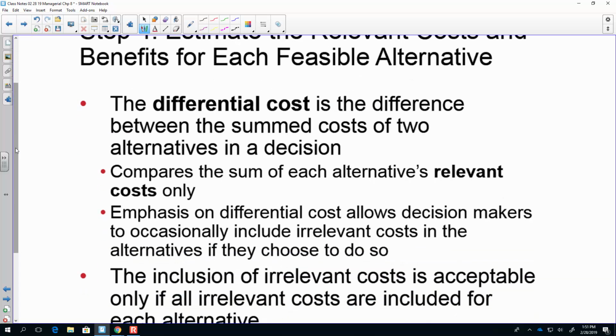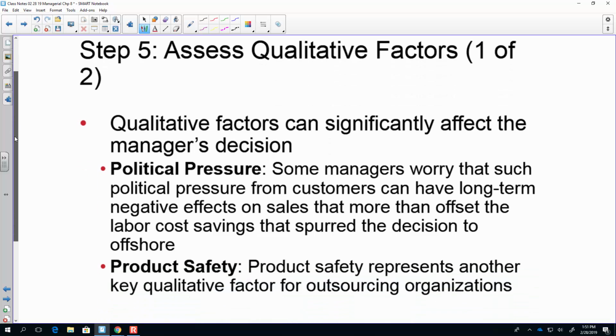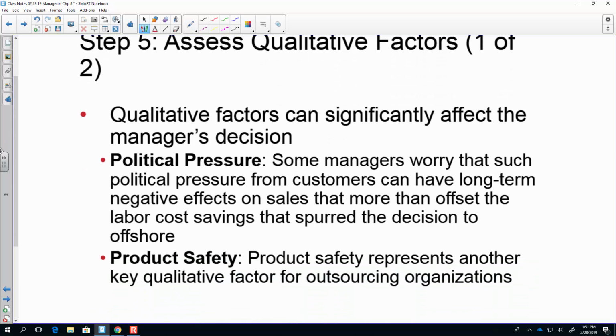Differential has the word already in it that's defined for us. It's the difference, right? What is the difference between the two alternatives on a cost basis? And like it says here again, we're only looking at the relevant ones, only the relevant costs for our decision process. And then again, qualitatively, additional to political, product safety.